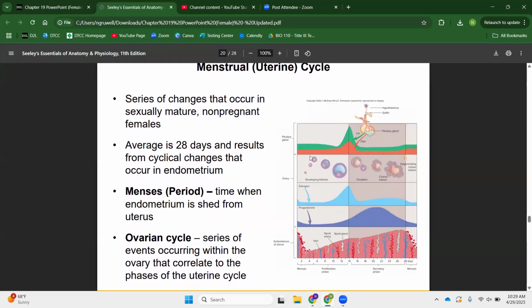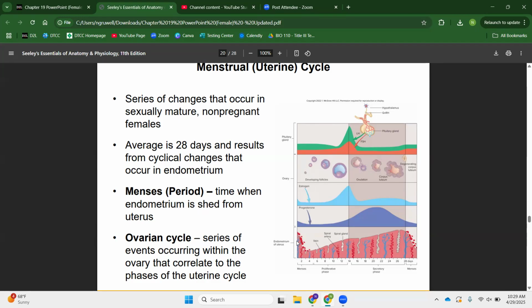So up top, we see the pituitary gland hormones. So that's going to be LH and FSH. You have a little reminder that GnRH is coming from the hypothalamus first. This is showing you what's going on in the ovary itself. And then we have our estrogen level here, our progesterone level here, and then our endometrial level.